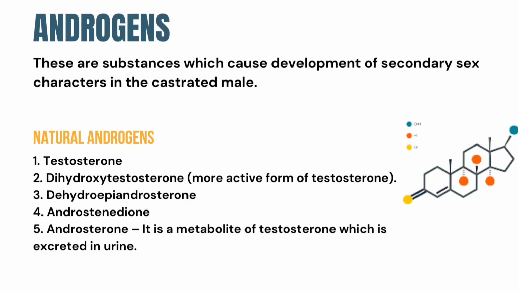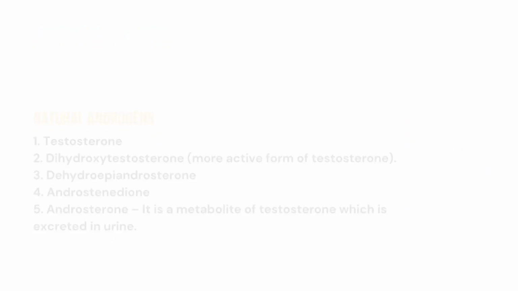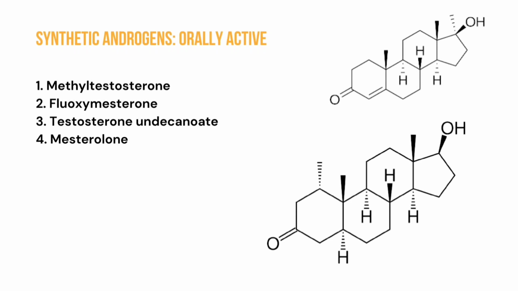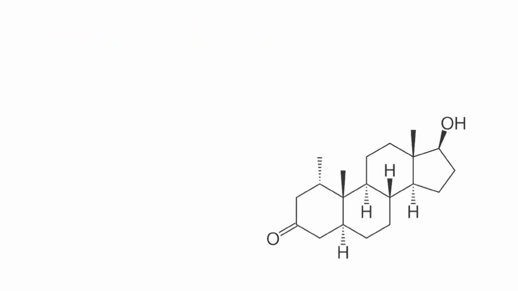Natural androgens are testosterone, dihydrotestosterone, which is the more active form of testosterone, dehydroepiandrosterone, androstenedione, and androsterone. It is a metabolite of testosterone which is excreted in the urine. Synthetic androgens are active orally. These are methyltestosterone, fluoxymesterone, testosterone undecanoate, and mesterolone.